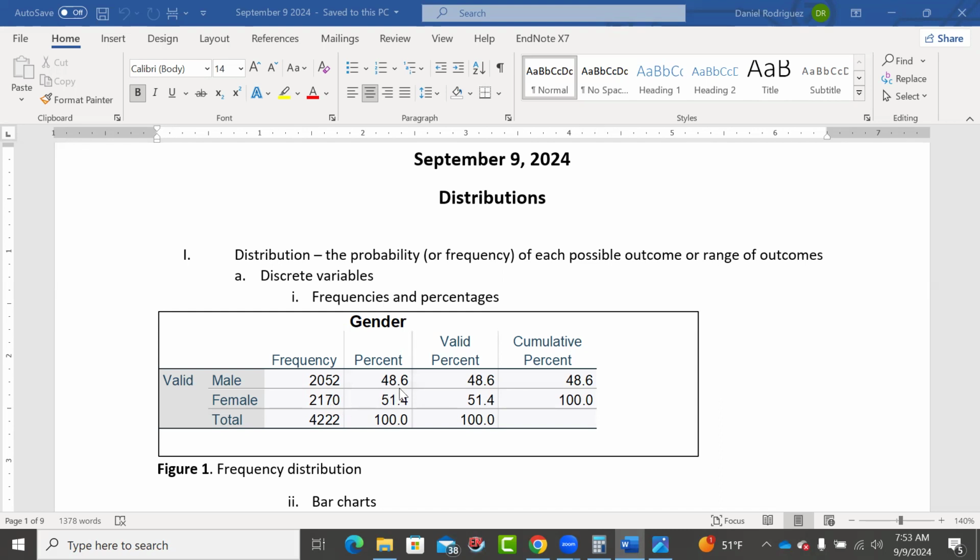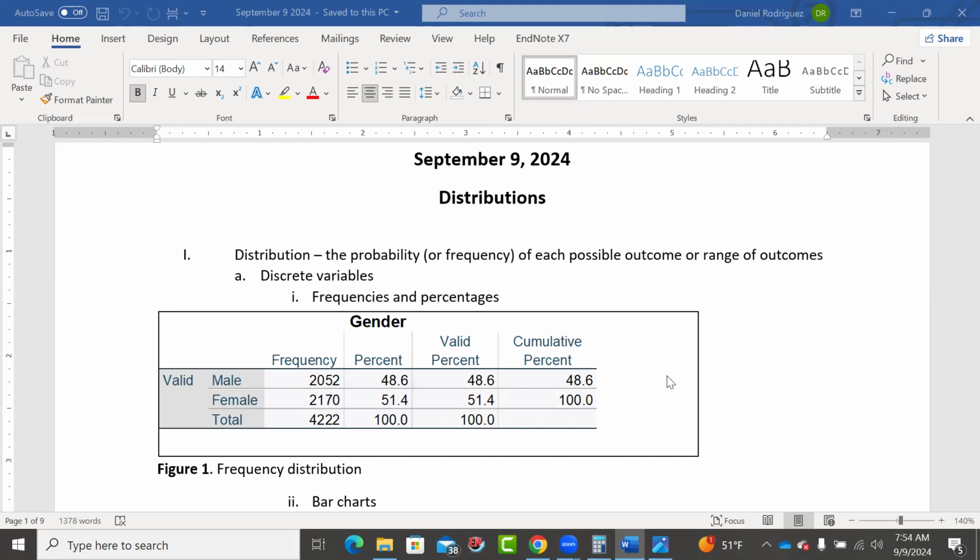And if we look at the percentages, this is an SPSS statistical computer package output, and it gives you two different percentages because the percent includes any missing values, but we don't have any missing values in this case. So these two are actually equal. We have 48.6% of all participants falling within the male and 51.4% within the female category. So that's our distribution. That's what our distribution looks like.